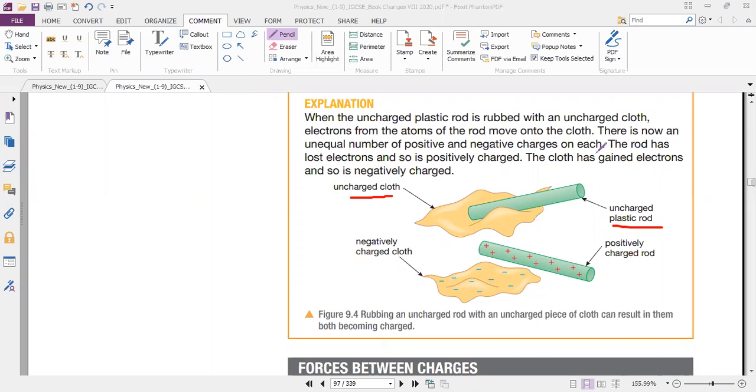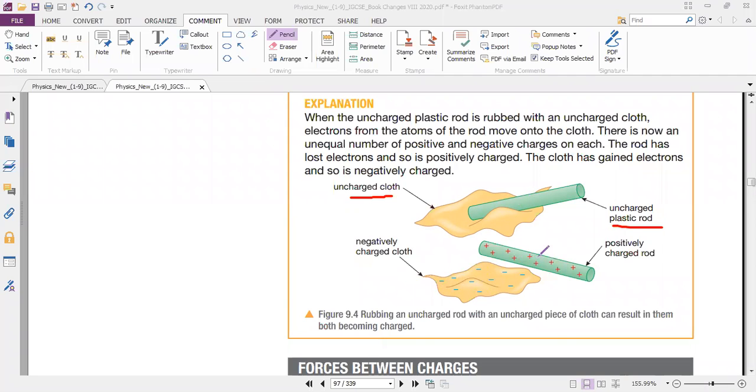Then we were seeing how can we charge a plastic rod? This is an uncharged cloth. If we rub this plastic rod using this uncharged cloth, electrons from the atoms of the rod move into the cloth. Now there is an unequal number of positive and negative charges on the plastic rod as well as on the cloth. I repeat, there is an unequal number of positive and negative charges on the plastic rod and on the cloth.